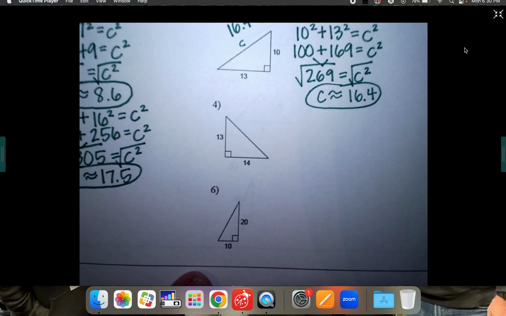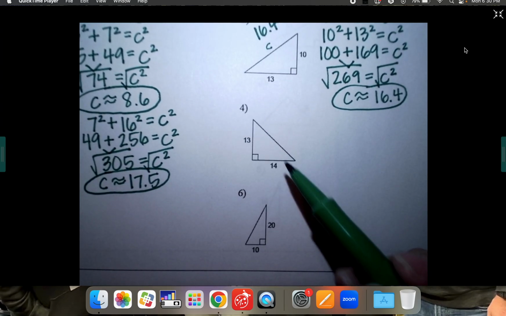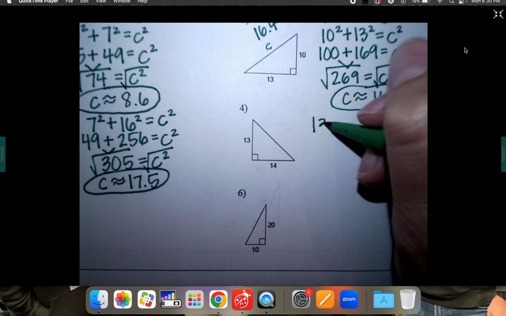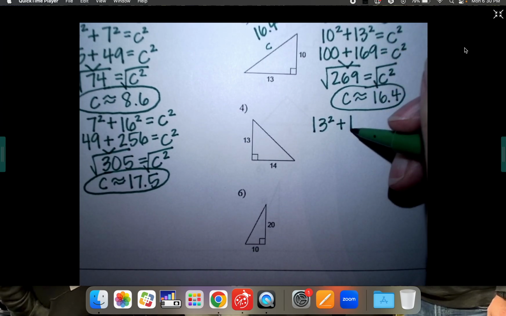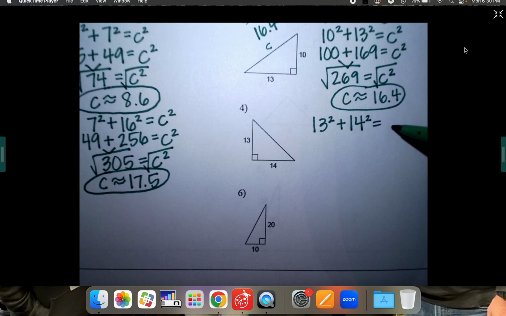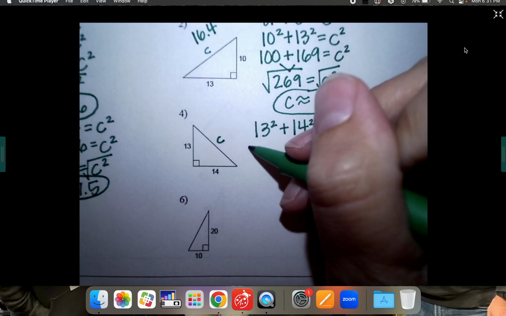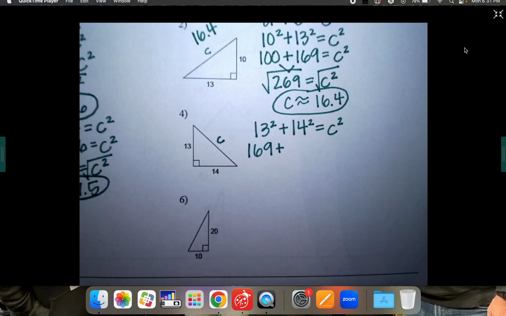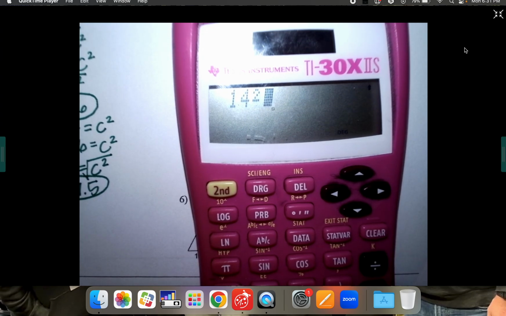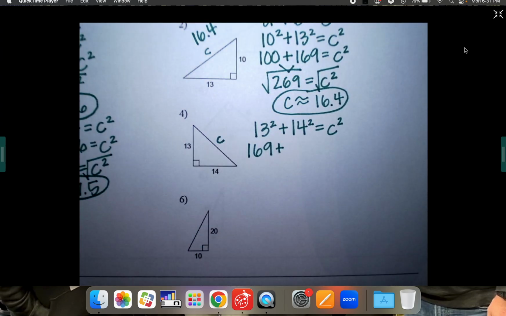Okay, number 4. 13 and 14 are the legs. So I'm going to put 13 for one of the legs squared plus 14 for the other leg squared equals, I don't know the hypotenuse, so we're just going to leave it c squared. 13 squared, I did that above, was 169. 14 squared is 196.